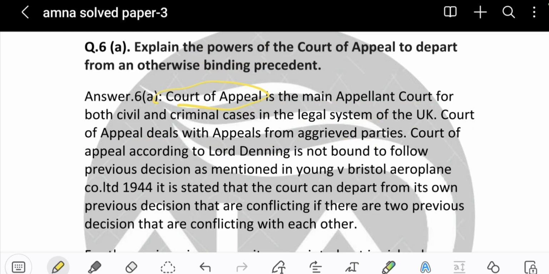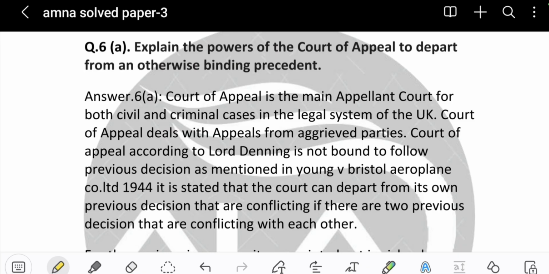They will look at what type of answer you will portray in your exam paper, because they will give you questions like this, but they will also notice whether you know about the Court of Appeal and what function it performs. So if you write in the first line that the Court of Appeal is the main appellate court in the UK legal system, if you have written this very clearly, then you will definitely get 1 mark.